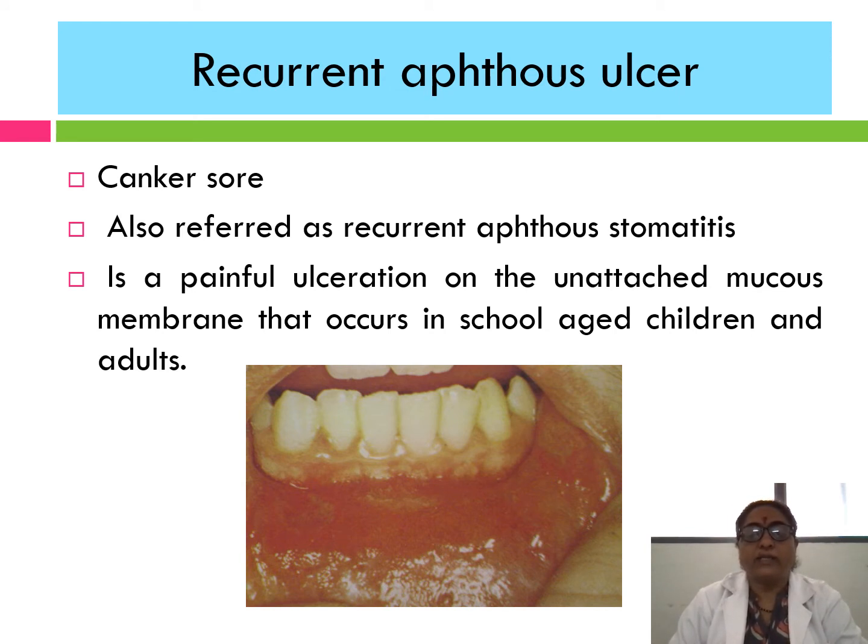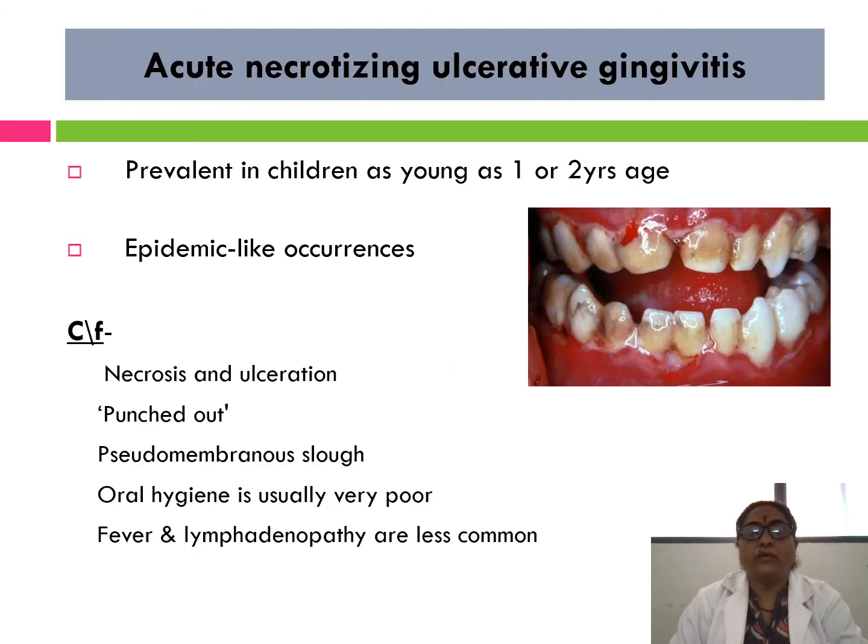Now coming to the condition called acute necrotizing ulcerative gingivitis. What exactly is it? It is seen in children 1 to 2 years of age. It is epidemic-like in occurrence. You can see here ulceration and necrosis also. The whole gingival margin is necrosed. What is necrosis? Necrosis is nothing but inflammation where the cells die because of the more inflamed reactive agents.